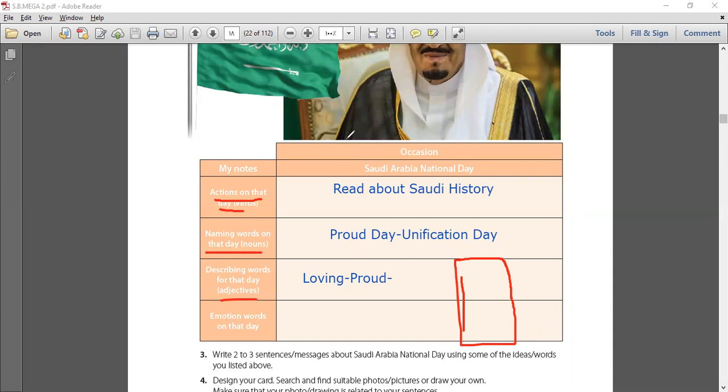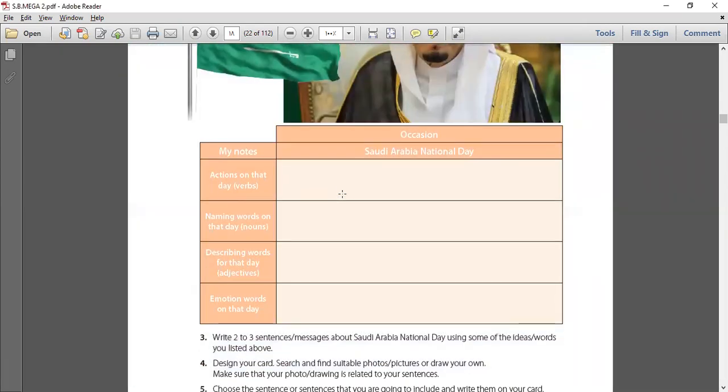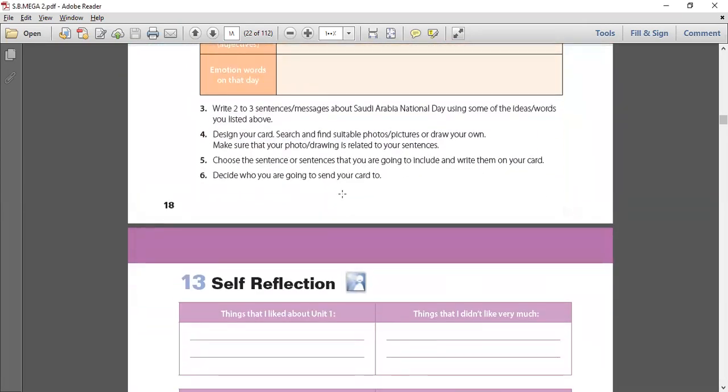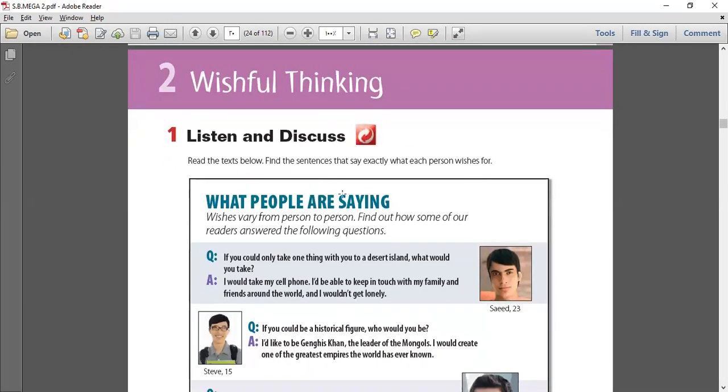Right. Now let's move on. Today, inshallah, we're done with unit 1. We're going to start with a new unit. Can someone please read the title? I'm going to choose, just a minute.